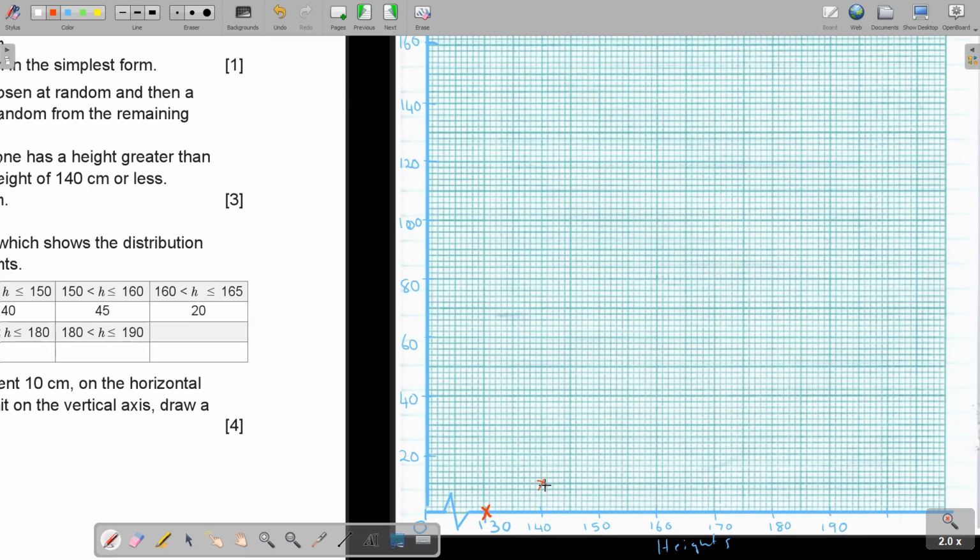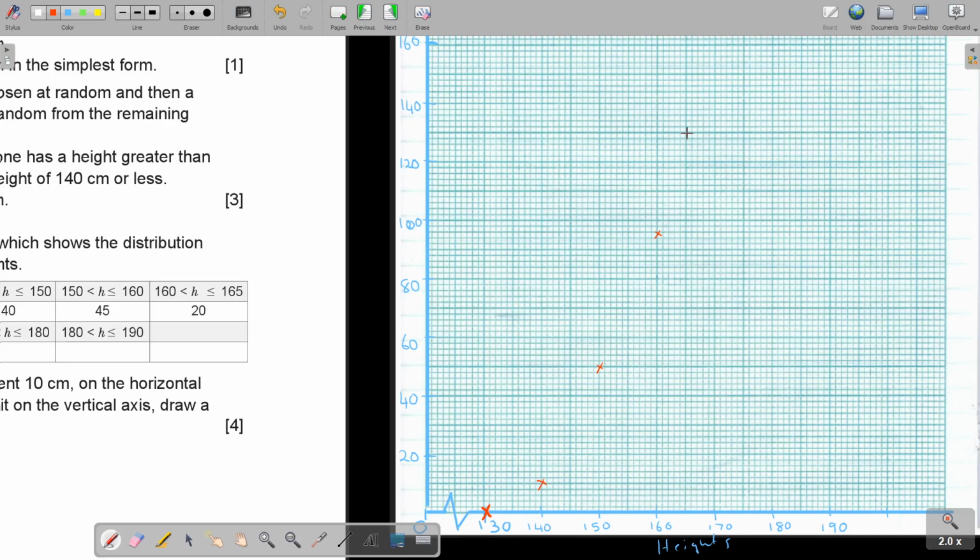And then it's going to be 150 and 50. And then it's going to be 160 and 95. And then it's going to be 165. Wow, is it so close? Yes, it's 165. So this is going to be 165 and 115.